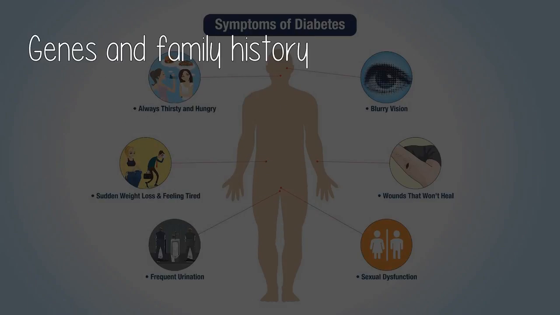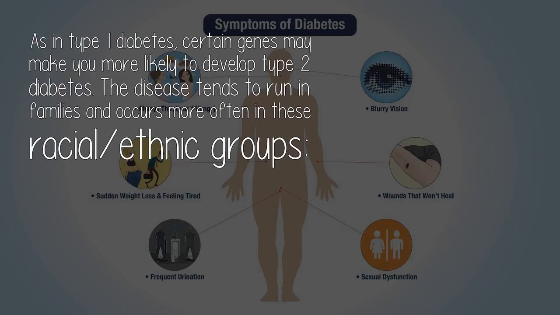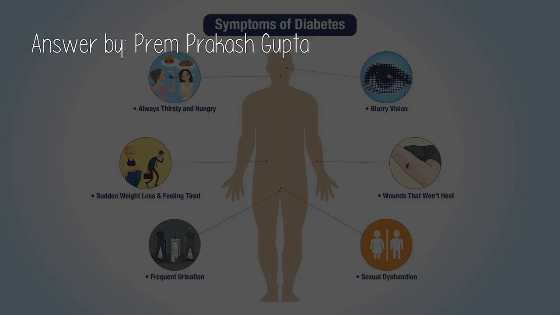Genes and family history. As in type 1 diabetes, certain genes may make you more likely to develop type 2 diabetes. The disease tends to run in families and occurs more often in certain racial and ethnic groups. Answer by Prem Prakash Gupta.